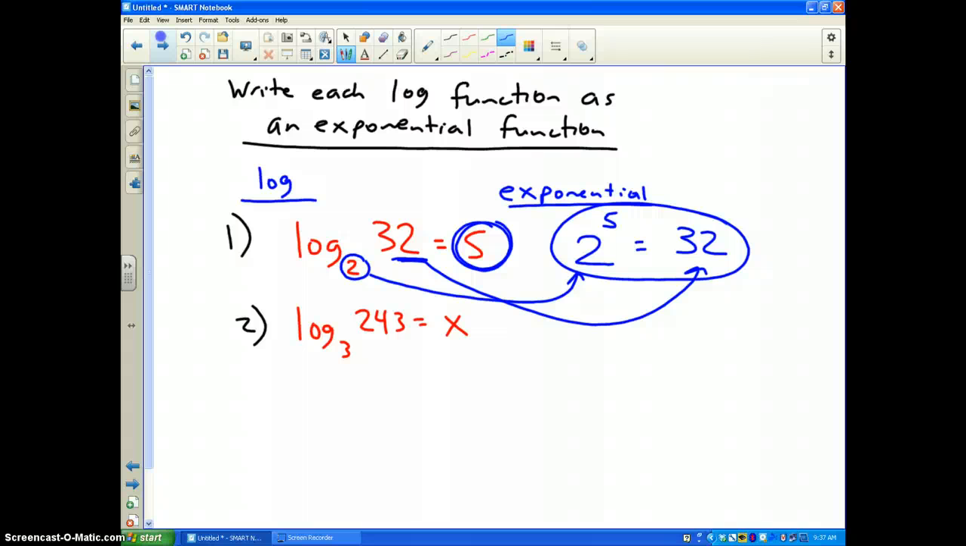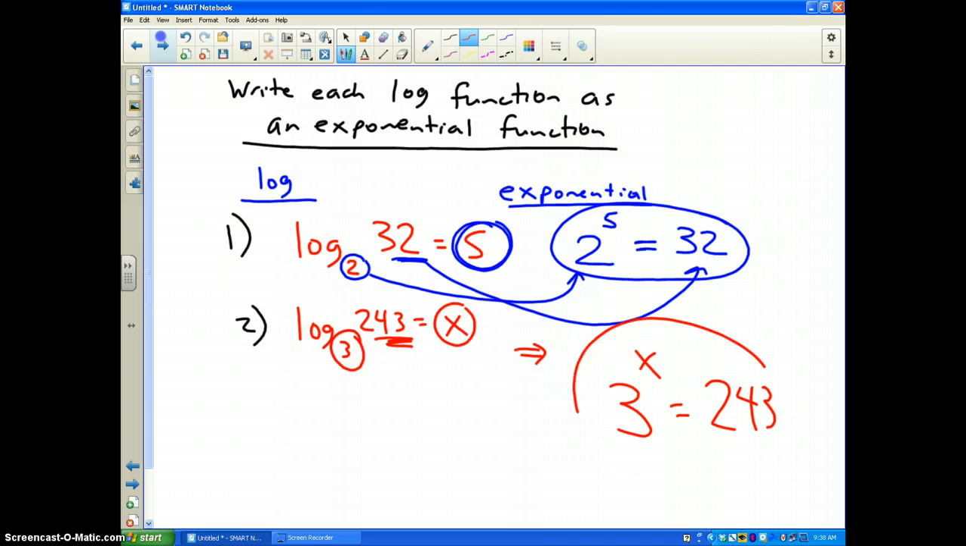I believe that you all agree that 2 to the 5th power is equal to 32. All right, pause the video and do number 2. If you did number 2 correctly, the base b is the big number. What it equals is the power. And 243, the big number in the log function, becomes the answer to your exponential equation. 3 to the x power equals 243.